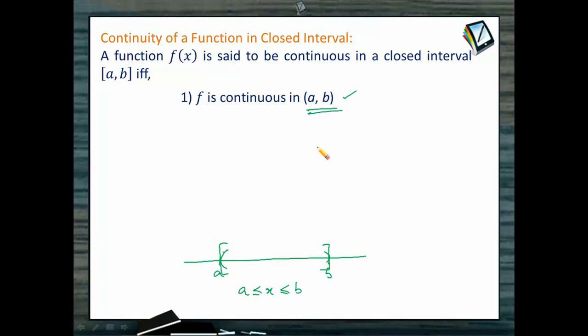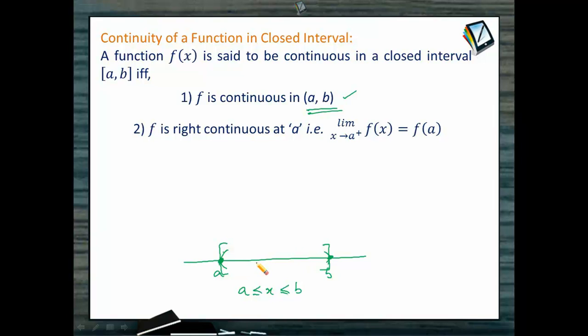So what are the left out points after this condition is satisfied? Only the endpoint A is left and the endpoint B is left. Now let us see what the conditions are at the endpoints. The function f is right continuous at A.